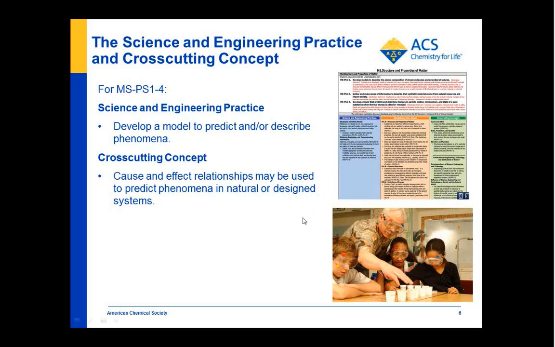So when you do any kind of lessons with students, sort of in the vision of these standards, you should try to incorporate all three of these elements from the foundation boxes so the kids do a practice while they learn an idea and sort of recognize a cross-cutting concept.